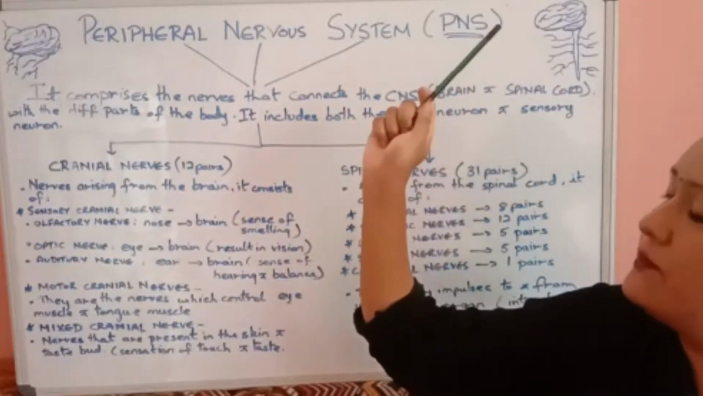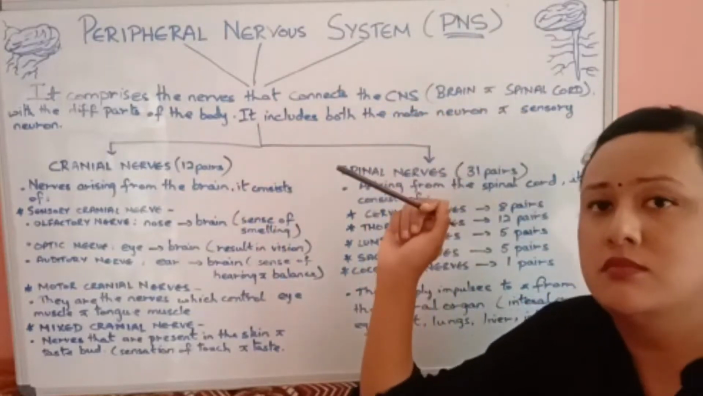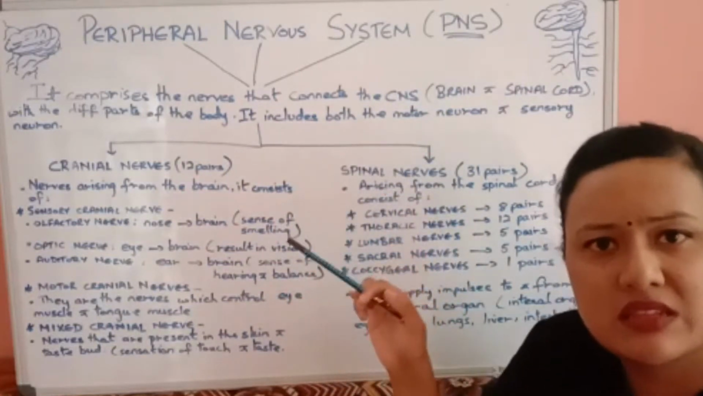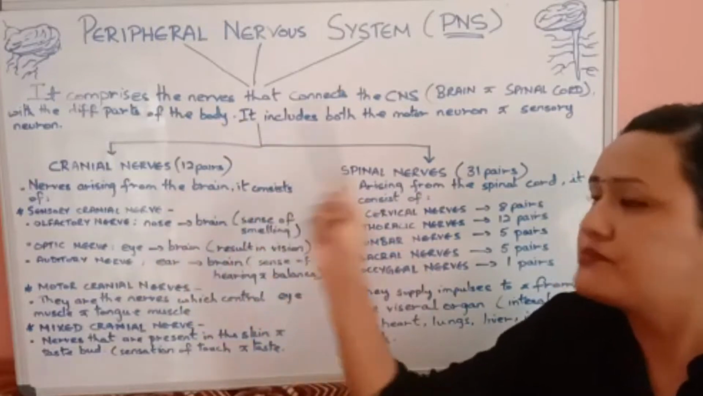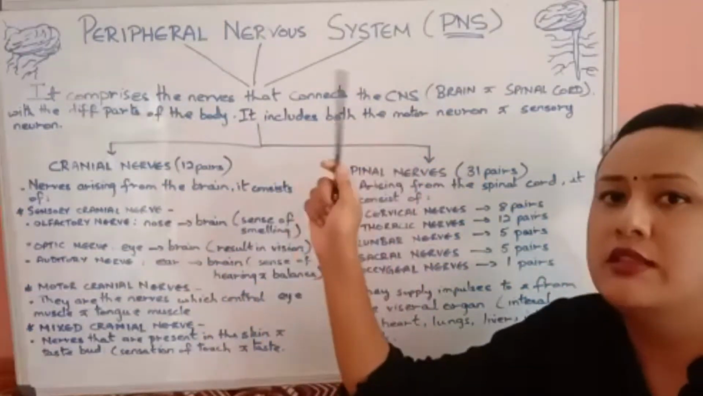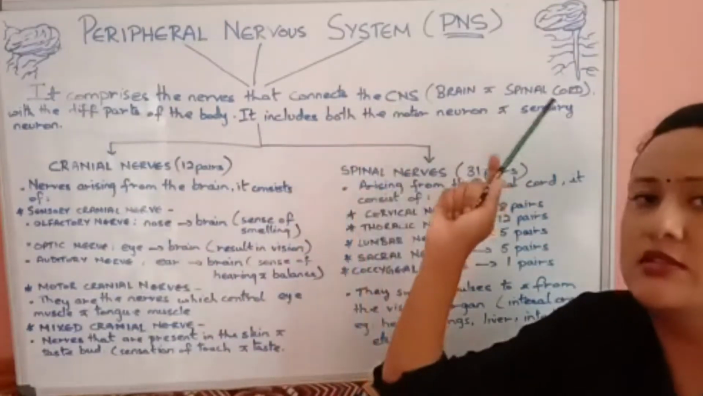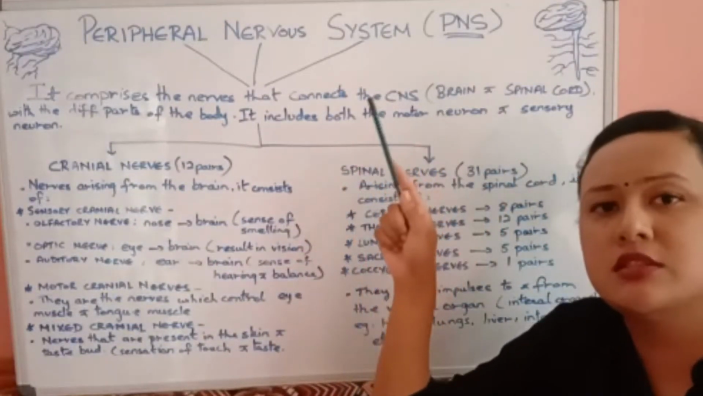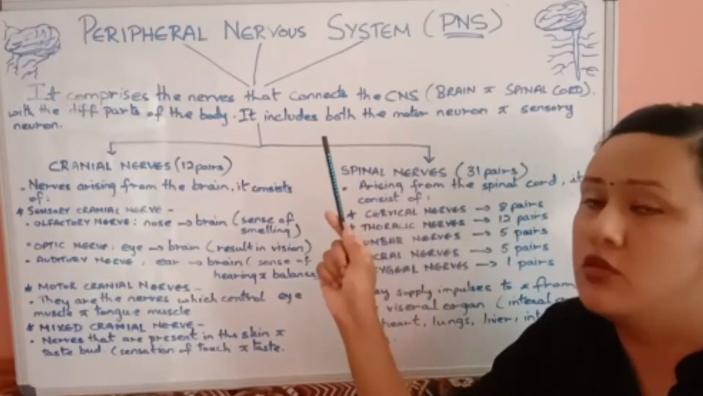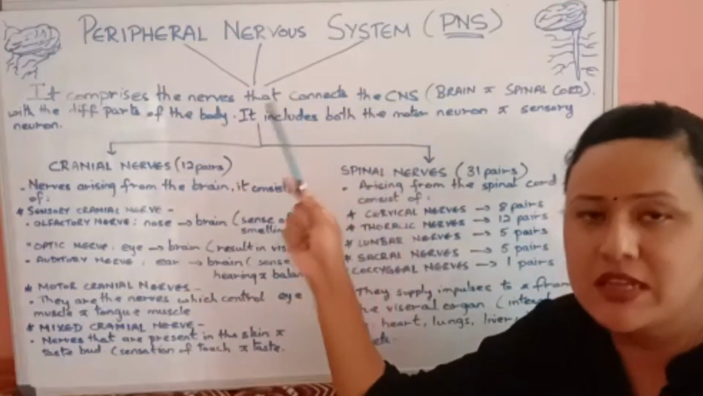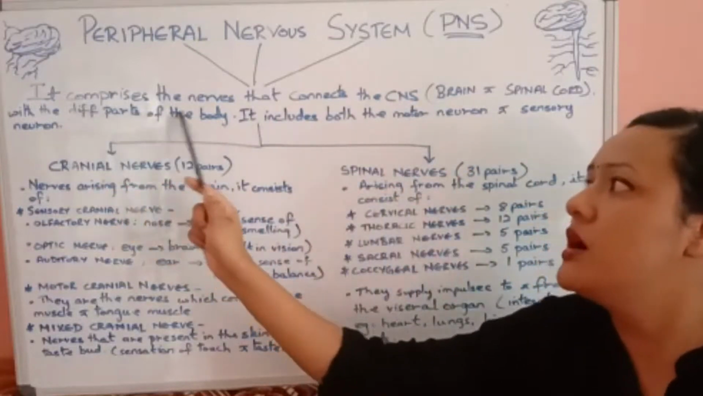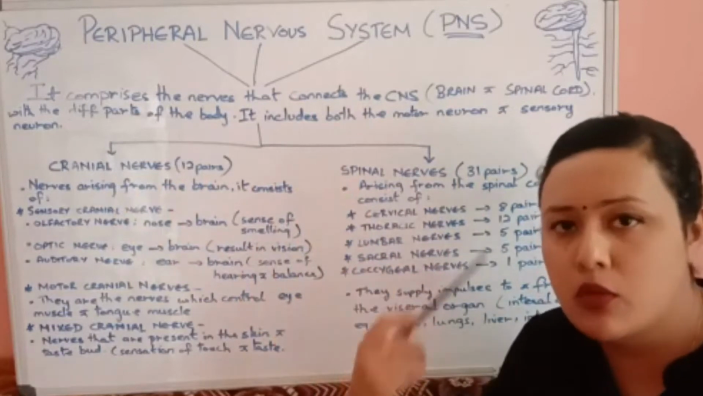Here we are going to study the different parts, the nerves that are responsible in this system. It comprises the nerves that connect the CNS, the central nervous system. Under the central nervous system, the main parts are the brain and the spinal cord. So we are going to study the nerves that connect the brain and the spinal cord with the different parts of our body.